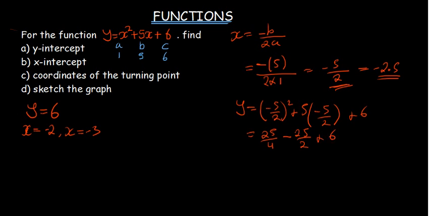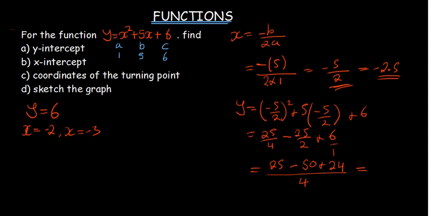Now the common denominator is 4. 4 into 4 is 1, 1 times 25 is 25. Minus, 2 into 4 is 2, times 25 is 50. Plus 1 into 4 is 4, 4 times 6 is 24.